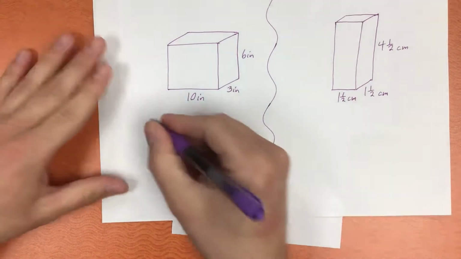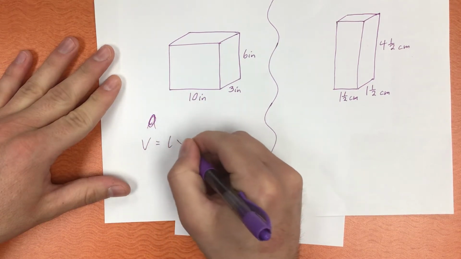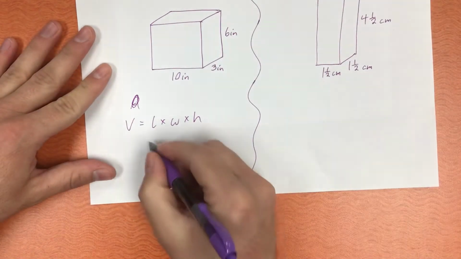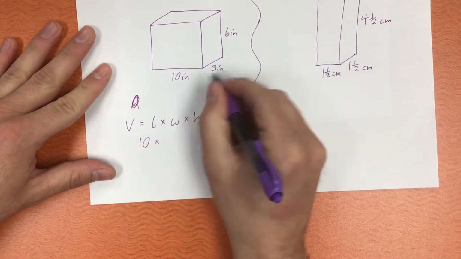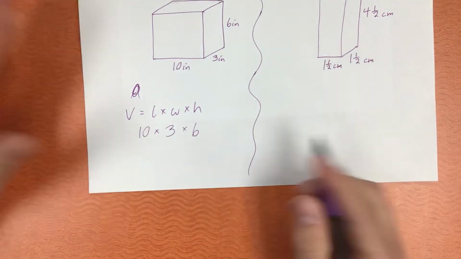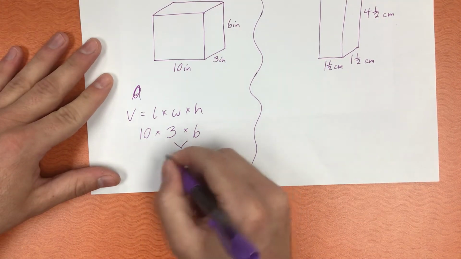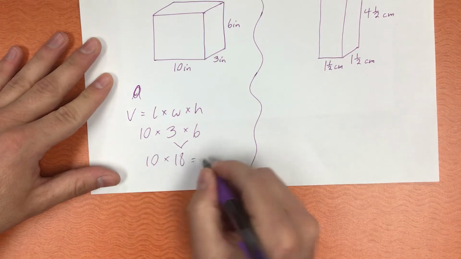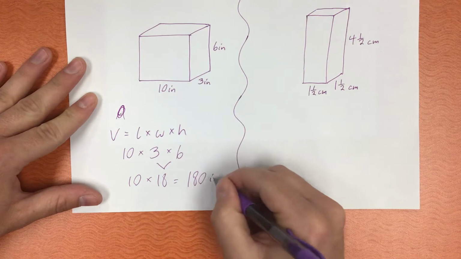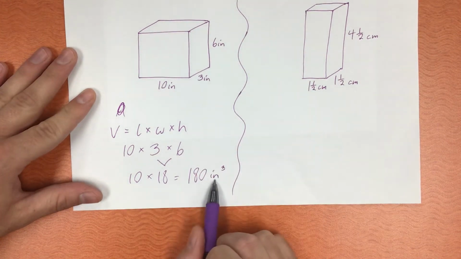So all I'm going to do is use my equation, volume equals length times width times height, and go, okay, 10 times width 3 times height 6, and I'll solve it. So 3 times 6 is 18, times 10 equals 180. Let's figure out what kind of units I put: inches with the little 3, which means cubed. That's how you read that: 180 inches cubed.